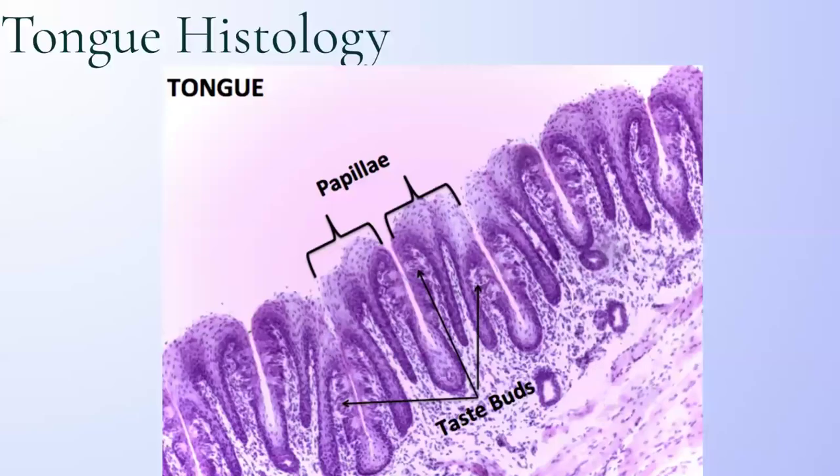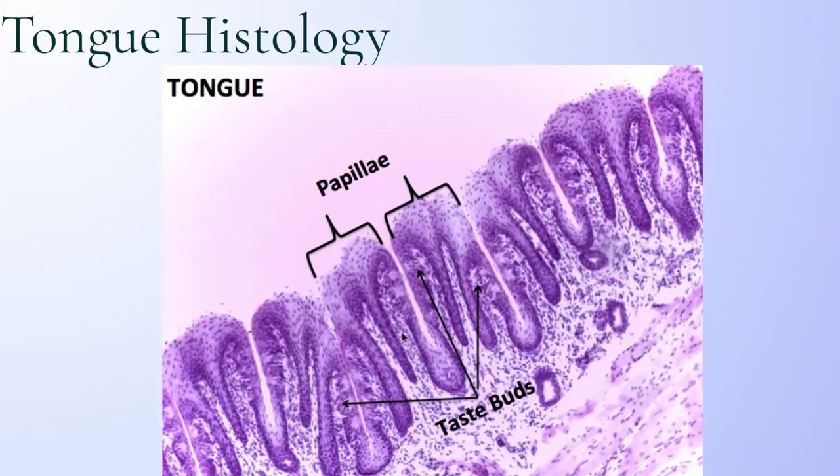All right, finally, we're going to look at a little bit of histology. So this is what you would see if you looked at a piece of tongue tissue. The first landmark that you have to know is the papillae. So each one of these little lobes or projections is a papillae. So all of the bumps over here.